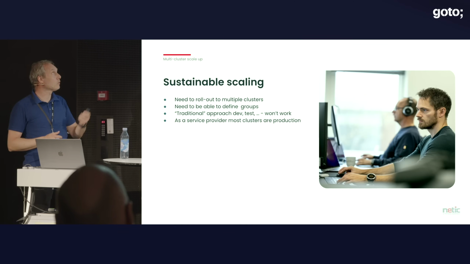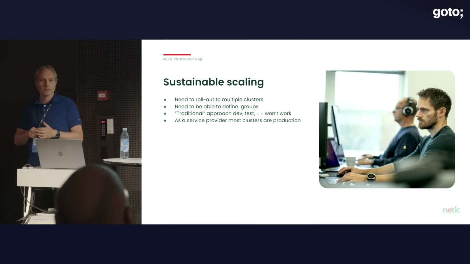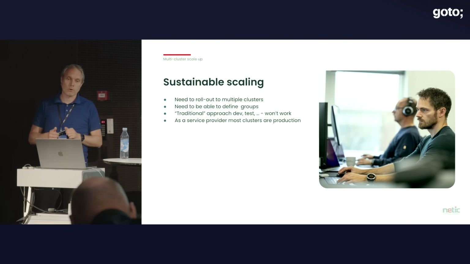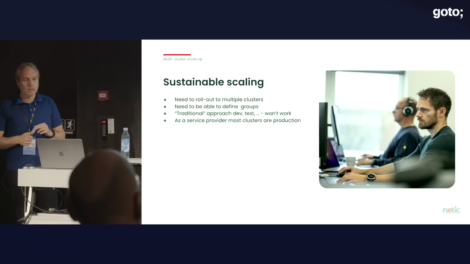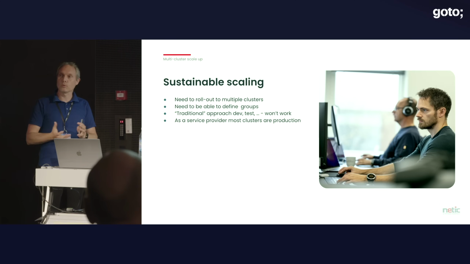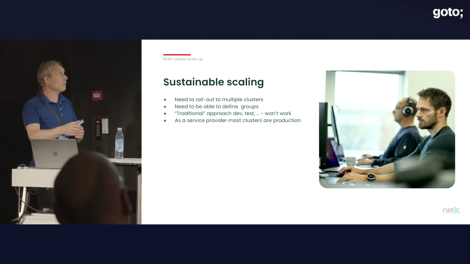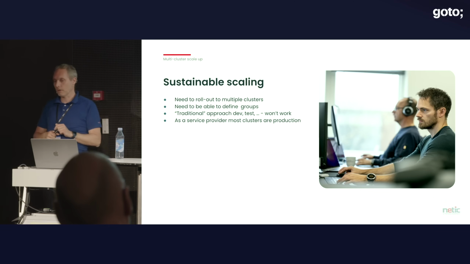So we need some more sustainable way of scaling this. We need to be able to roll out to multiple clusters. So we need, in one way or another, to define some groups of clusters that we roll out to. So traditionally, we could apply something like the dev, test, staging, prod approach to the infrastructure also, right?